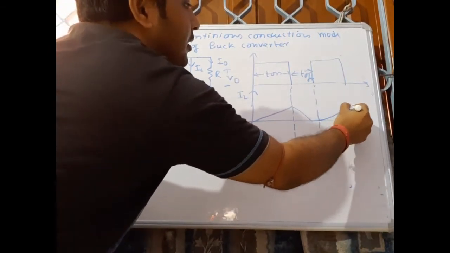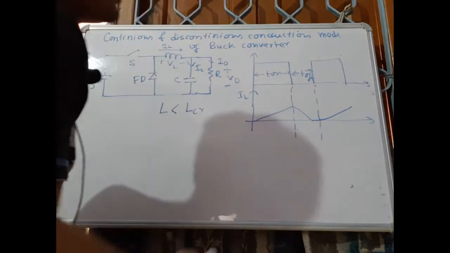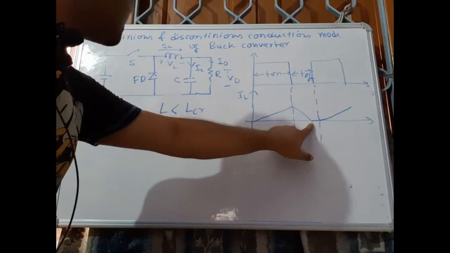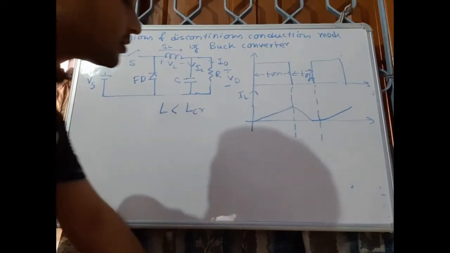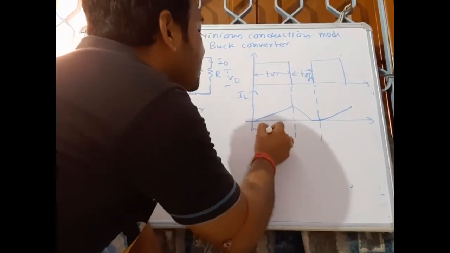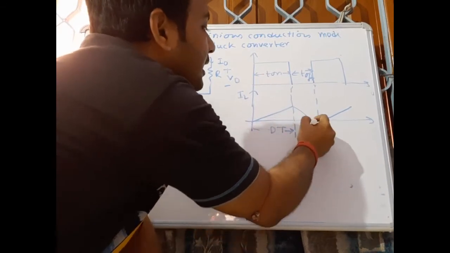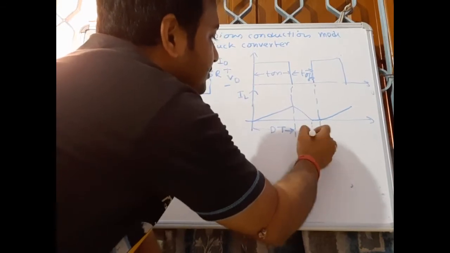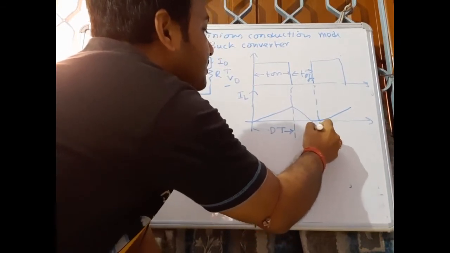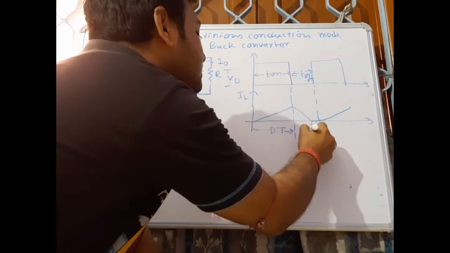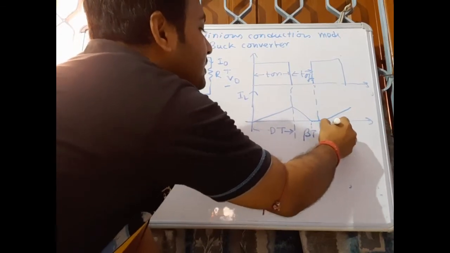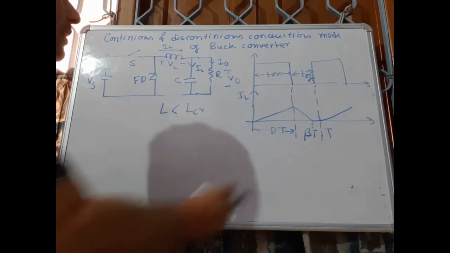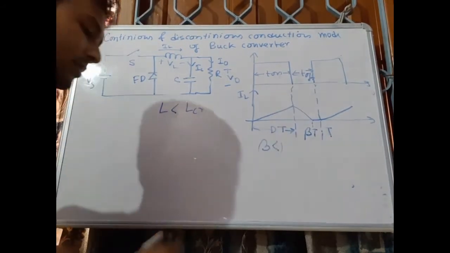Okay, so before the capital T, we get IL equal to 0. Suppose this is actually capital DT, and this value is beta T, and this is equal to T. Now what is beta? Beta must be less than 1.